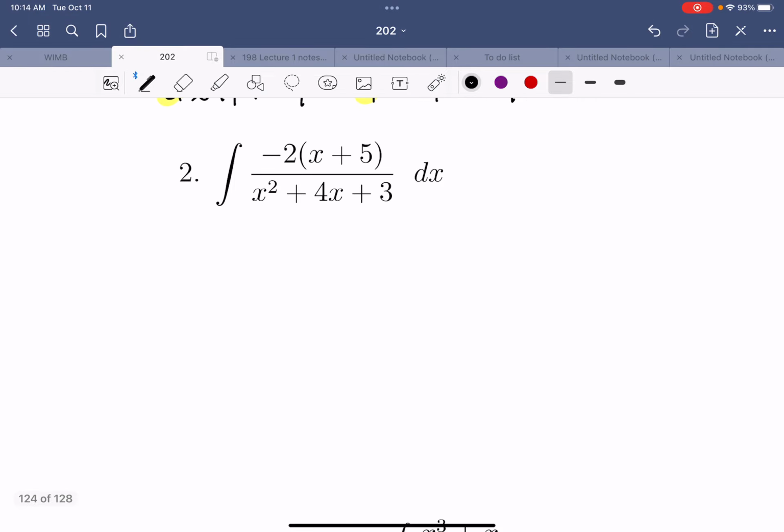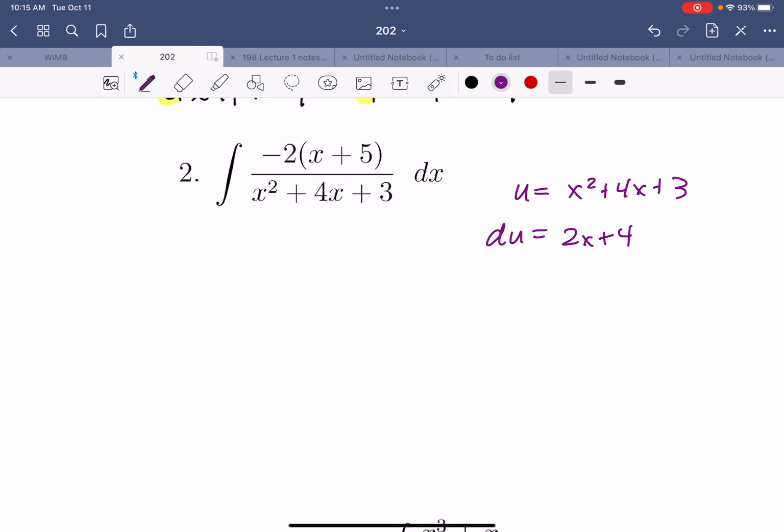Now, when you get to something like this, what do you do with this, right? So here, what we want to do is we want to think about this. You would try u sub, right? You would try, can I sub for u and make that x squared plus 4x plus 3. And then du would be 2x plus 4. Well, that didn't really work, right?